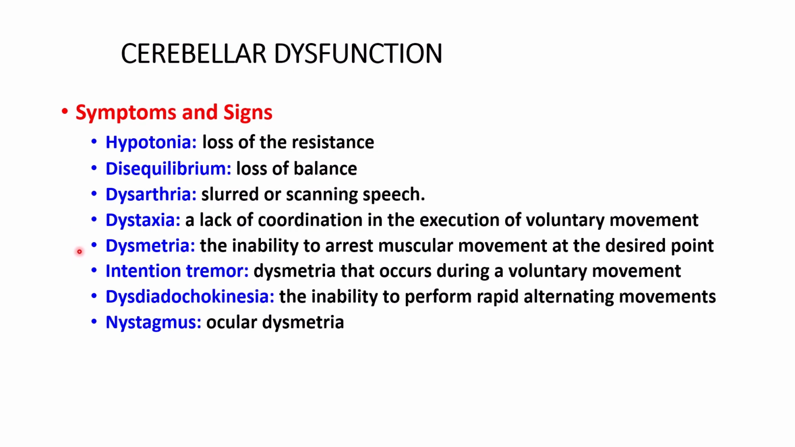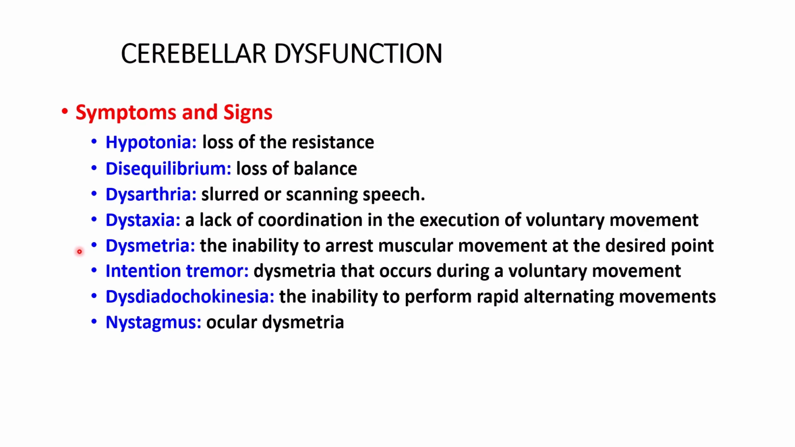Dysmetria is an inability to stop in a specific area. For example, an example that doctors usually test in their clinic is that the doctor asks the patient to touch the doctor's hand and then the patient's nose. When the eyes are open, the patient is able to touch the doctor's hand, but when the eyes are closed, the patient is not able to touch the doctor's hand.